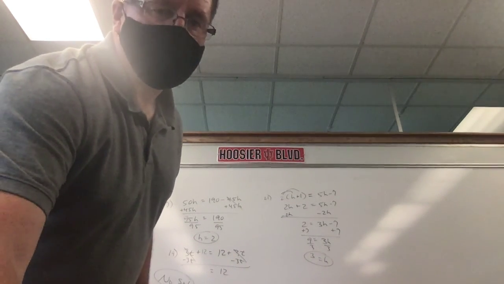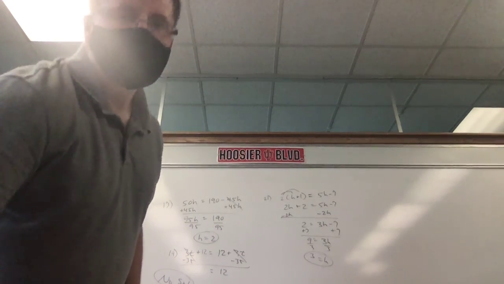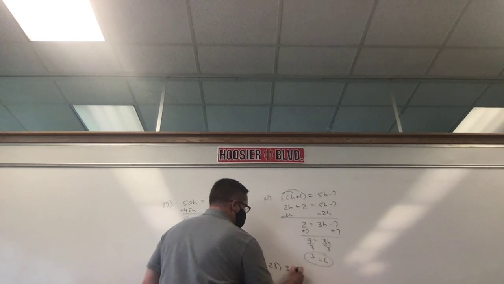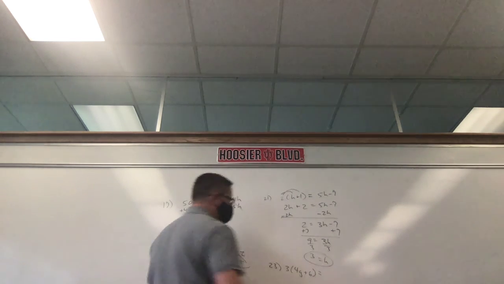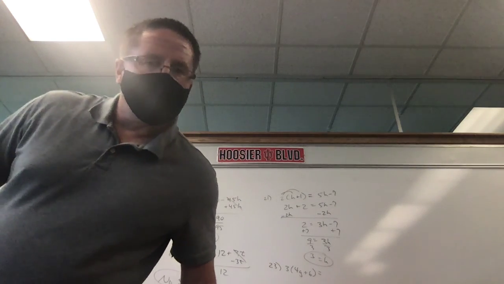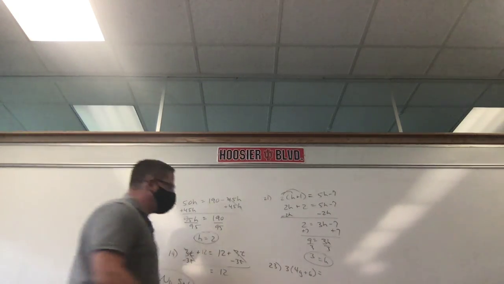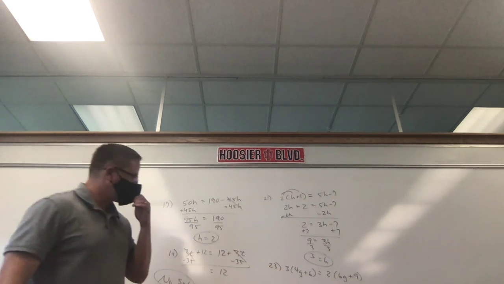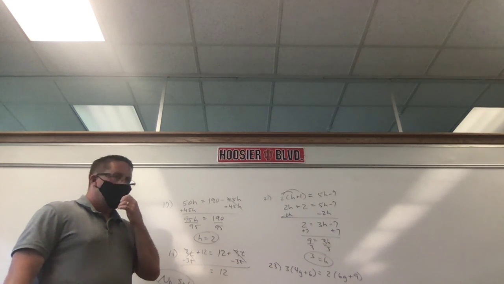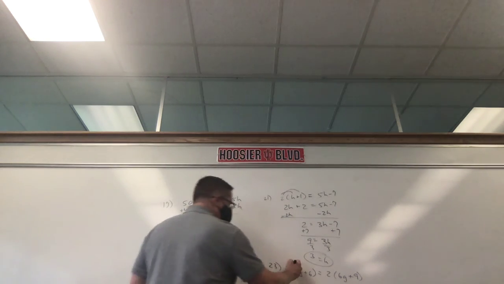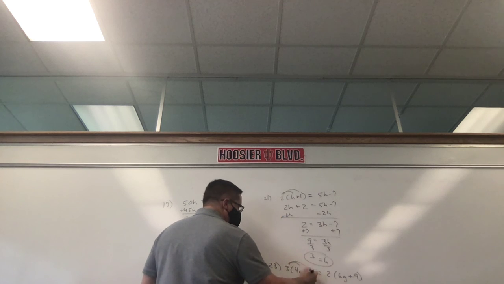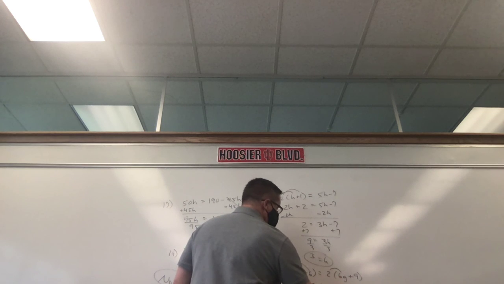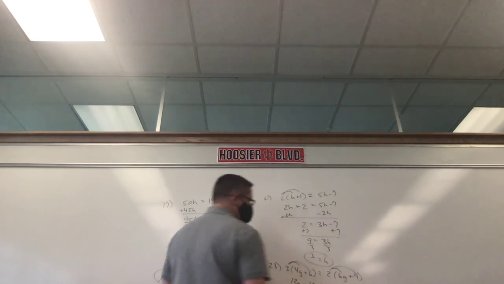Let's look at number 23. Okay, so we have 3 times (4g plus 6) equals 2 times (6g plus 9). Okay, how are we going to solve this thing? Let's distribute. Multiply. 3 times 4 is 12g, plus 3 times 6, that's 18. Then we distribute over here, 2 times 6g is 12g, and 2 times 9 is 18.